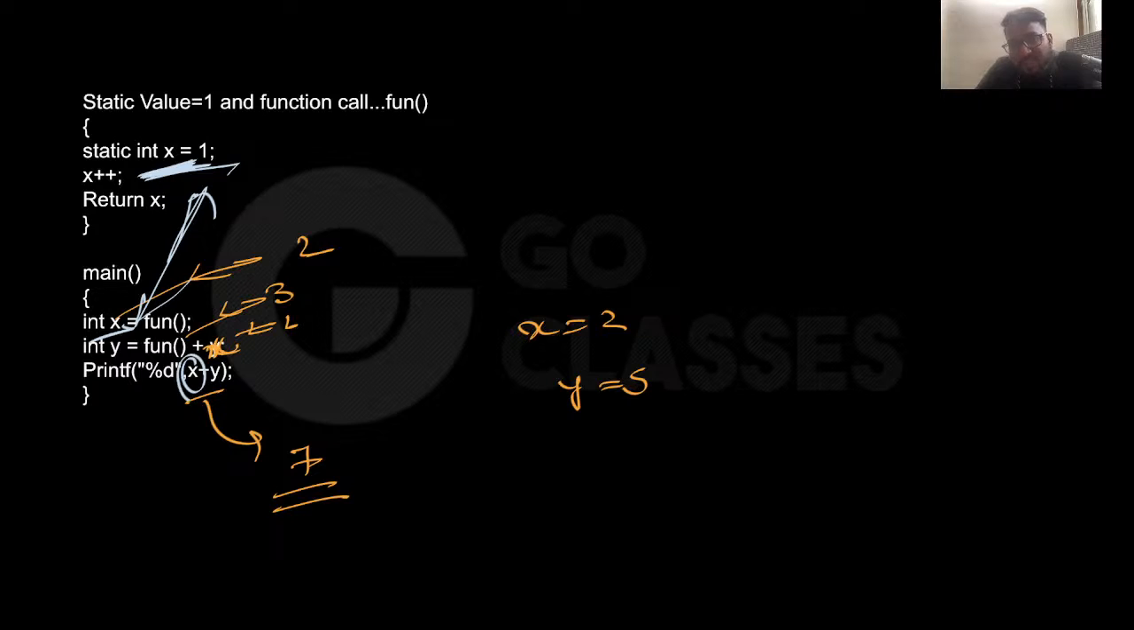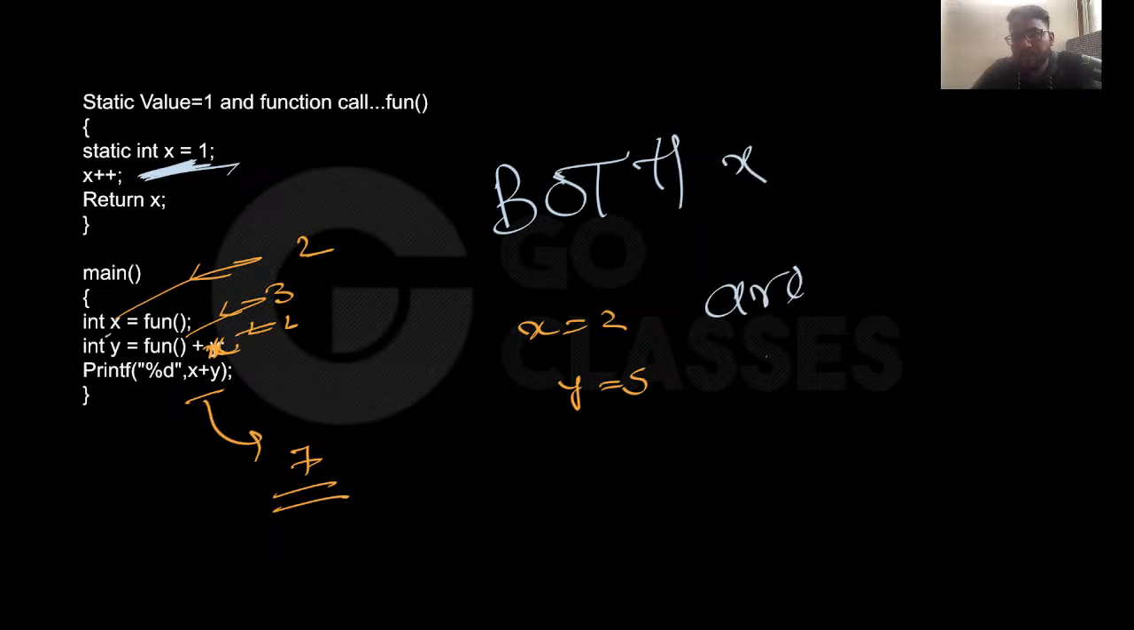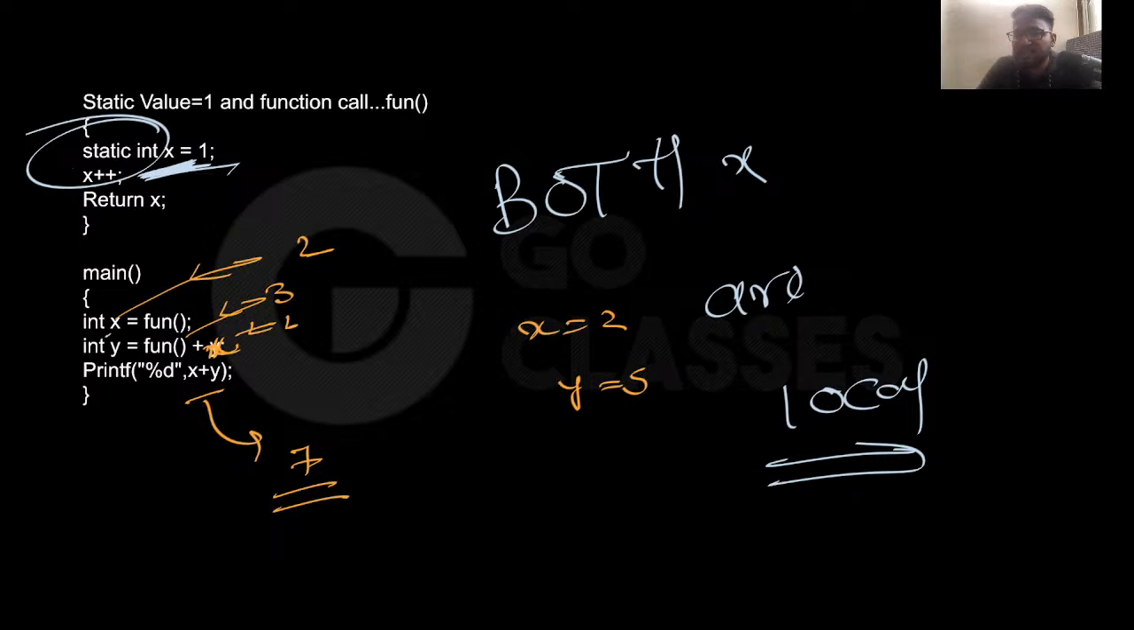Whenever you are having this x, this is just local x. These both are local x basically. Both x are local. It is just that it is static. It won't change anything. Let me know if you have understood this correctly.